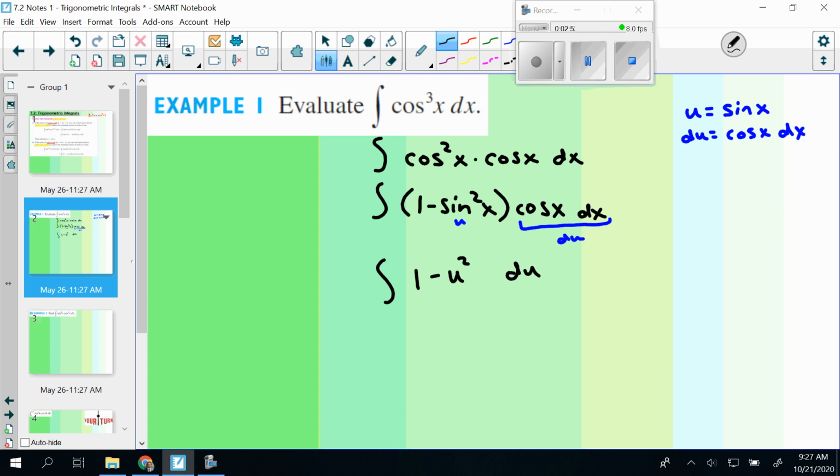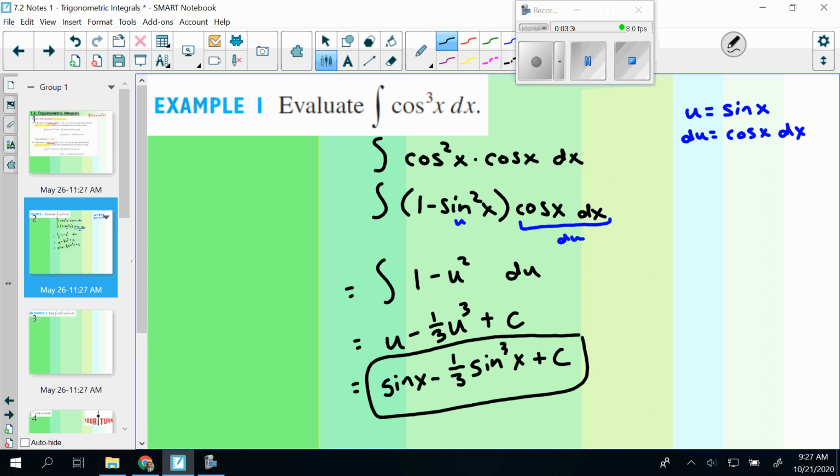Now we should be able to integrate that. That's an easy one, just using our power rule. So we have u as the antiderivative of 1, and for u squared we go up to u cubed, which means we put the reciprocal of 1/3 in front of it, plus some possible constant. Last step, like we always do with substitution, substitute back in. So we substitute sine back in for u, and we get sine x minus 1/3 sine cubed x plus c. And that would be the antiderivative of cosine cubed.